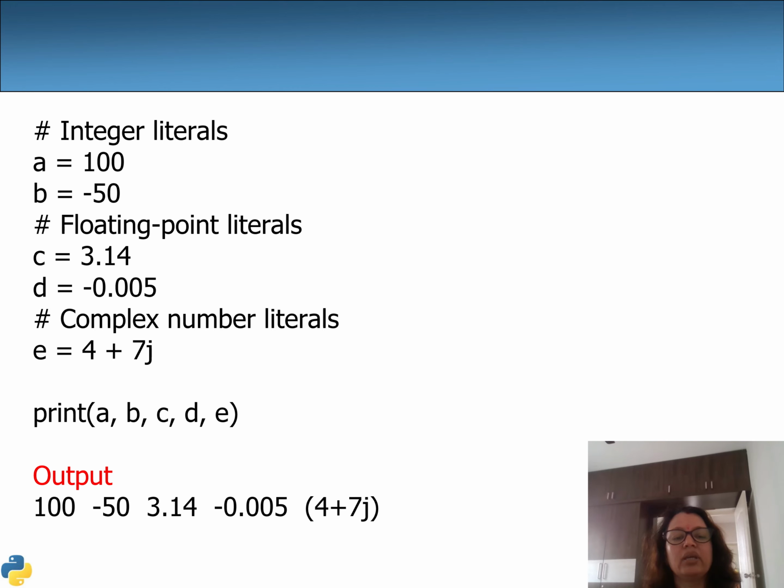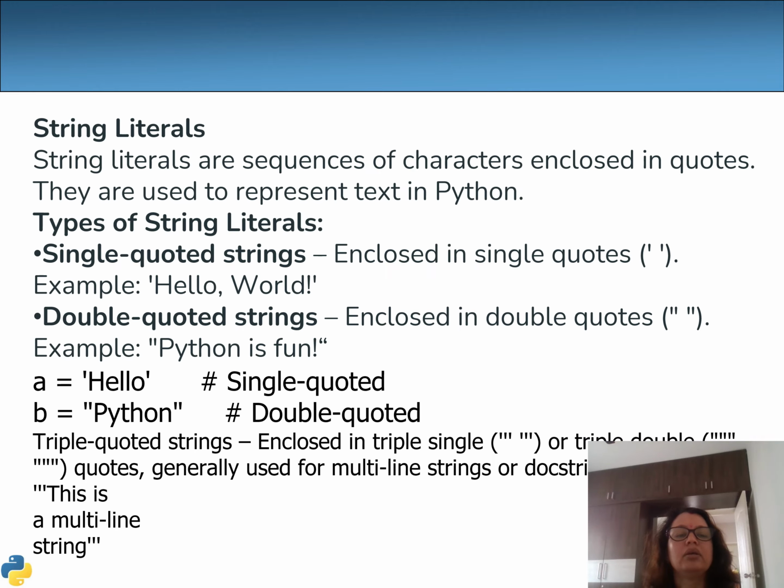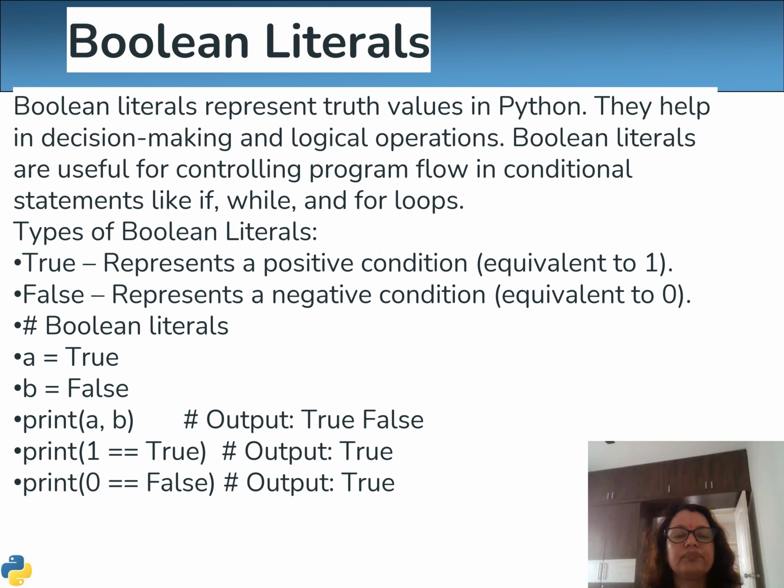Complex literals, which take both real and imaginary values, so 4 plus 7j. Then string literals. String literals are a sequence of characters enclosed in quotes. As I told you, you can use either single quotes or double quotes. So this is the example: A is equal to hello, B is equal to Python. I have written hello in single quotes and Python in double quotes.